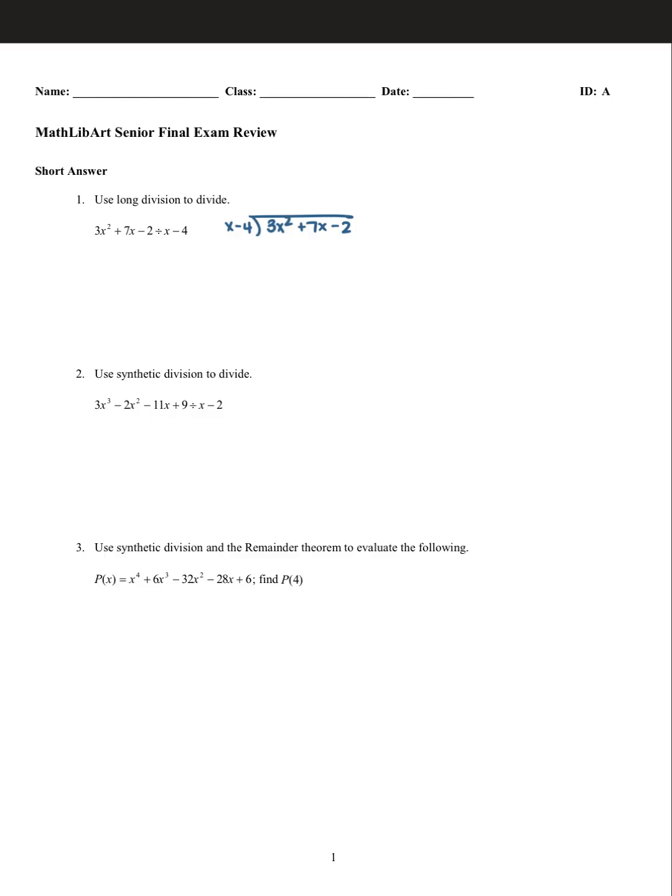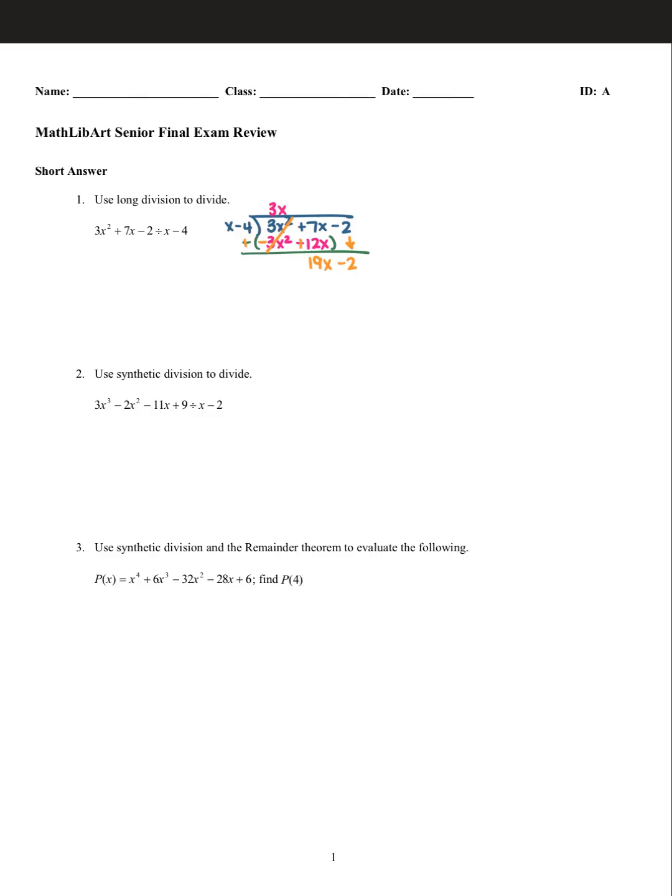So your x multiplies by 3x to make it 3x squared. That 3x times negative 4 is also negative 12x. So you are going to subtract these, distribute that negative. So you change the sign on each of the terms. Your 3x squareds cancel. Your 7x plus 12x gives you 19x. And you drop down that negative 2. From there, you start all over again.